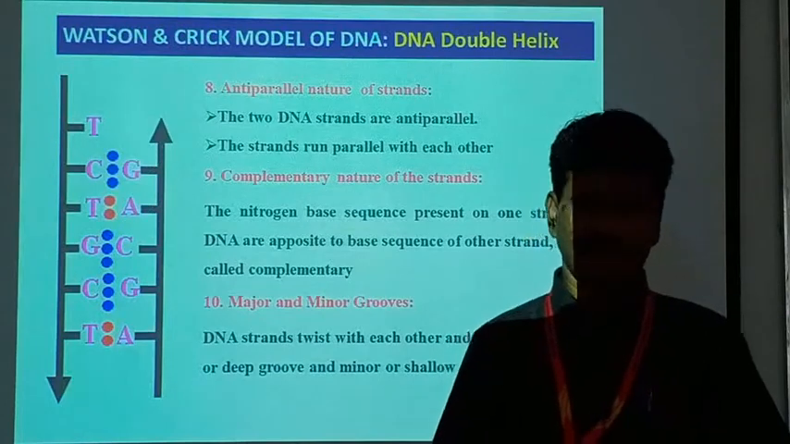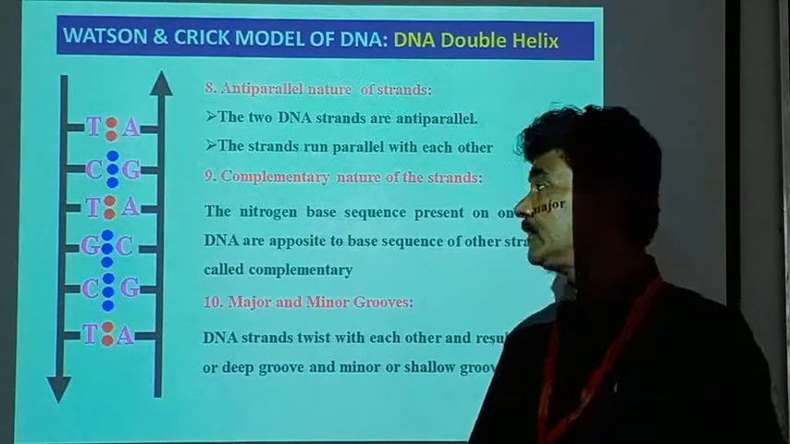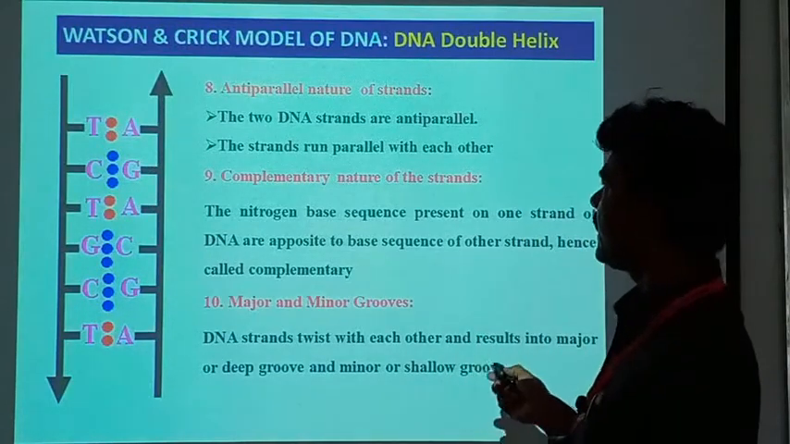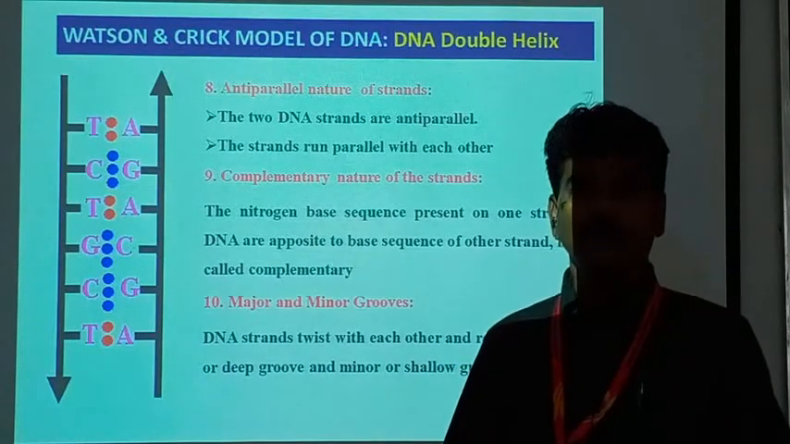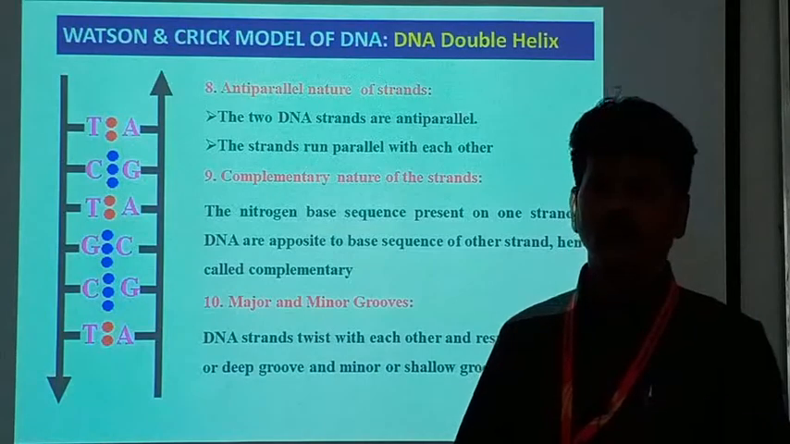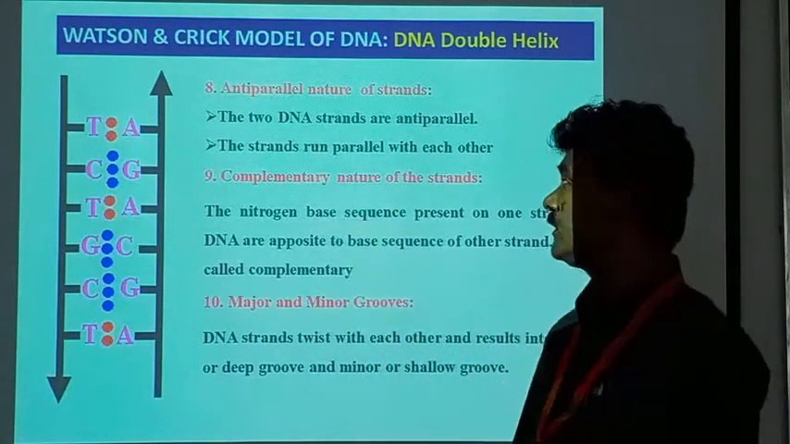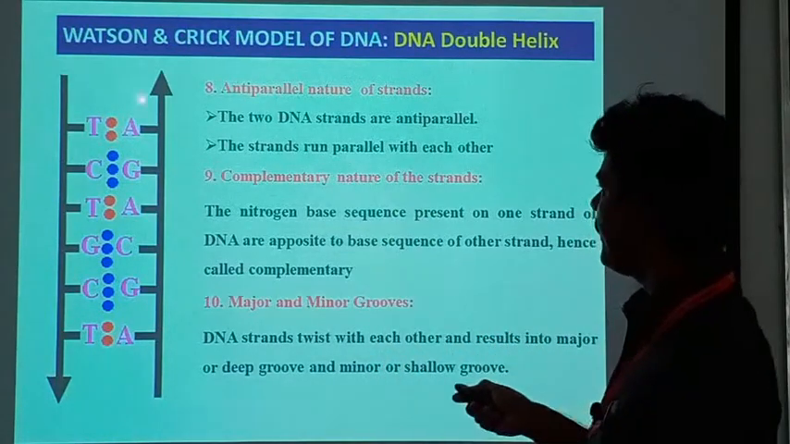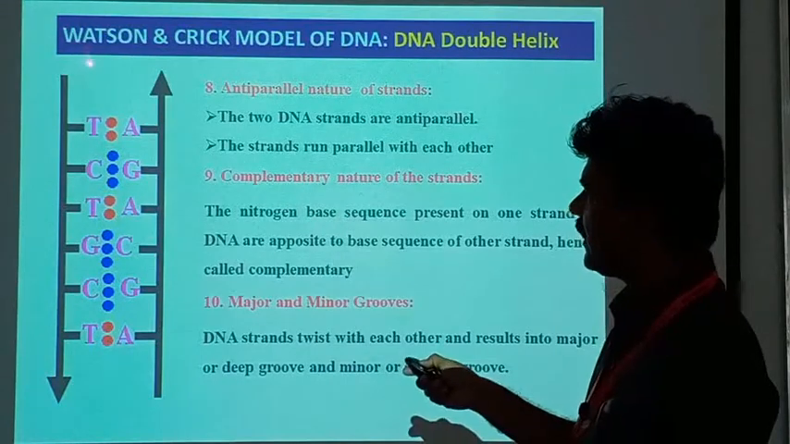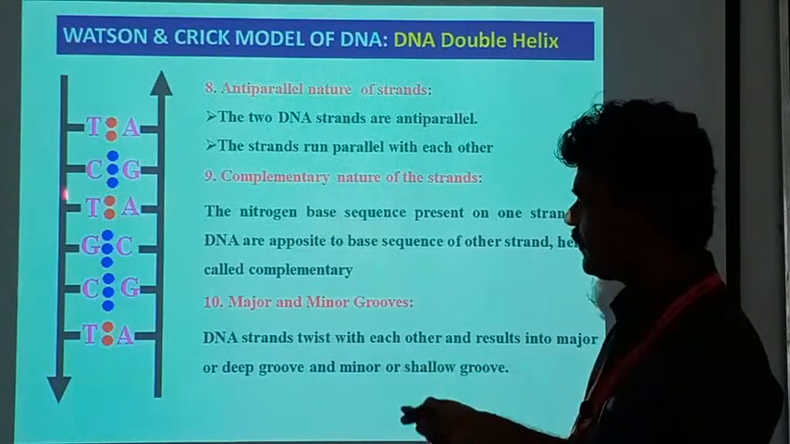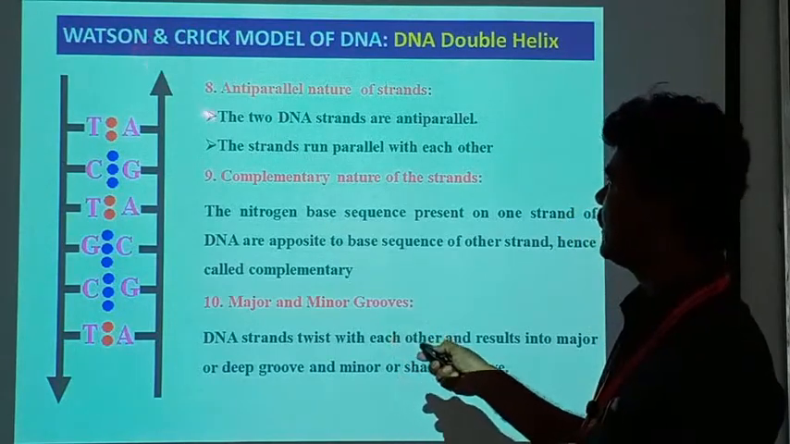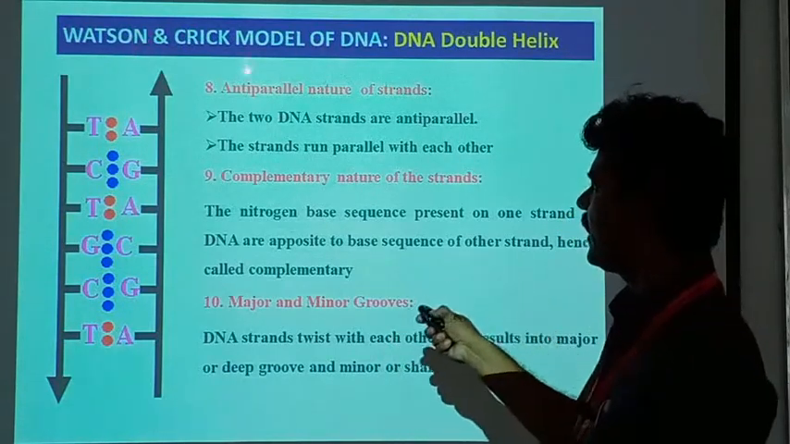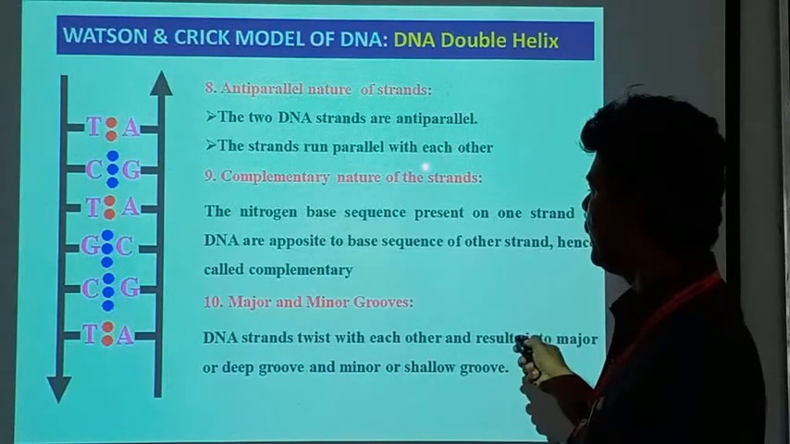According to Watson and Crick, the next characteristic of the DNA is that the strands are always anti-parallel. DNA is made up of 2 strands. These 2 strands run in upward as well as downward directions, but they are anti-parallel. Means when one strand goes from upward to downward, the other strand comes from downward to upward. So they are called anti-parallel. They run opposite to each other.